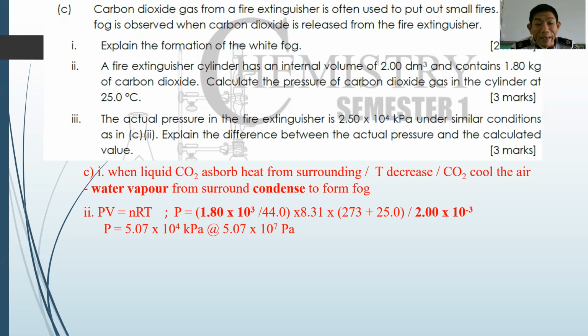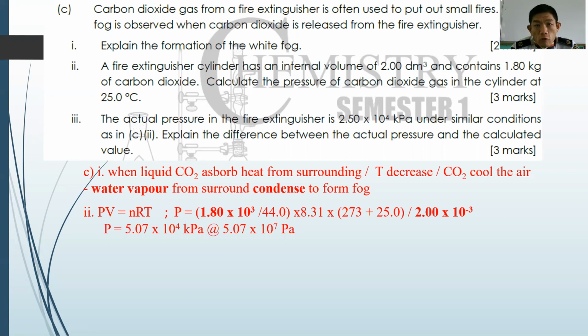or 5.07 times 10 power 7 pascal. So what I'm trying to tell you in here is your answer does not necessarily have to be in kilopascal. You can describe it in pascal. The key point in here is you must have 3 significant figures because all the values inside the question have 3 significant figures. So you have to be careful on that. So that is how you solve for number 2.